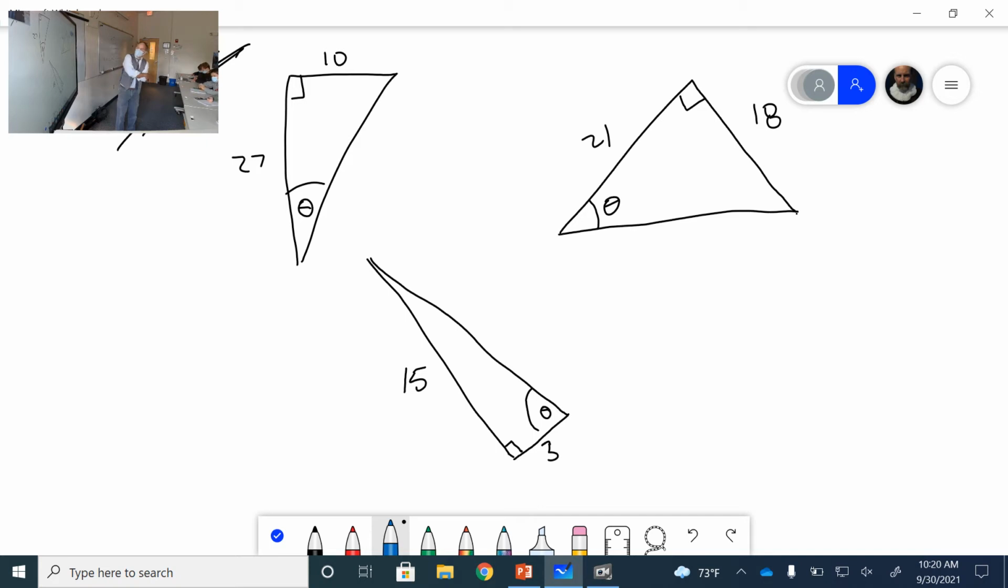What should we round to? Why don't you round to the tenth of a degree for the moment? Round to the tenth of a degree.